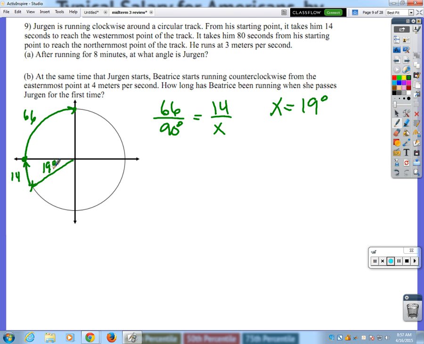Okay, he runs at 3 meters per second. His velocity is 3 meters per second. So once again, you can use this to figure out the circumference of the track. I don't know if we need that or not. I'm just going to get all the information that I can out there before we start answering the question. If it takes him 66 seconds to go this distance, and he's going at 3 meters per second, how many meters is it?